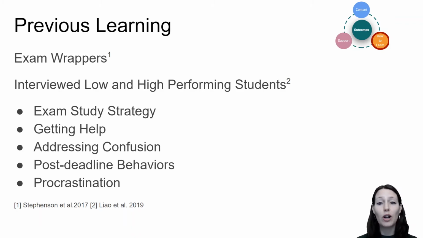They're better at getting help and getting the help they need before it's too late, and they're better at addressing their confusions, especially post-deadline. So after an assignment is due, higher performing students are much more likely to continue trying to get help with areas that they still had issues with and didn't fully understand or got incorrectly, whereas low performing students would just stop at that point and move on to the next assignment.